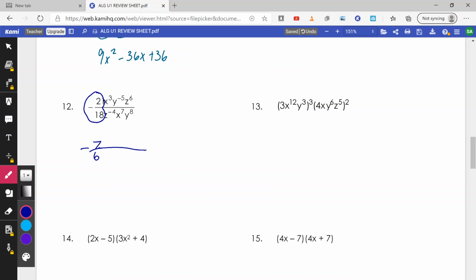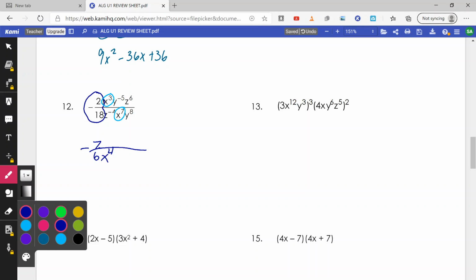Once I divide it out, and then I look for my x's, I see I have x cubed divided by x to the 7th. And anytime I'm dealing with variables on top and bottom, I always ask myself, where is the bigger exponent? The bigger exponent is on the bottom, so x is going to go on the bottom, and I will subtract the exponents. So the difference between 3 and 7 is 4, so x to the 4th.